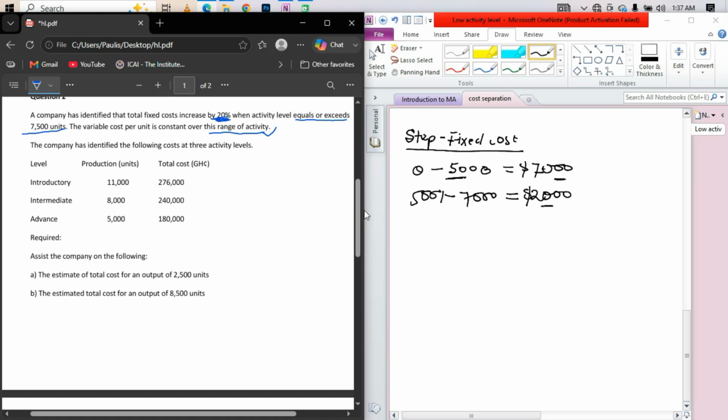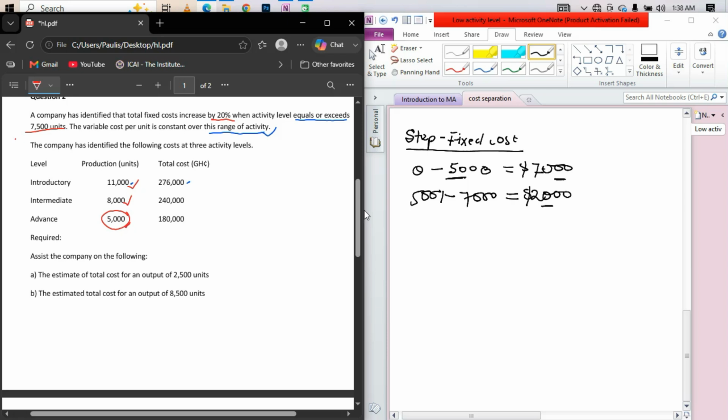So at the introductory level, production units is 11,000, and the associated cost is 276,000. Now they say that if we are producing within this range, if the production goes beyond this range, then our fixed cost will increase by 20%. So here our benchmark is 7,500. This is more than 7,500. This is also more than 7,500, but this is below 7,500.